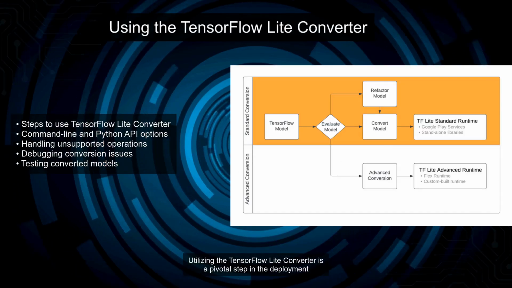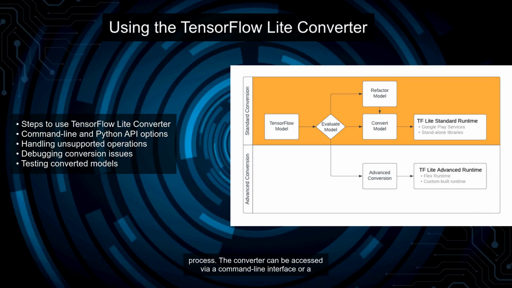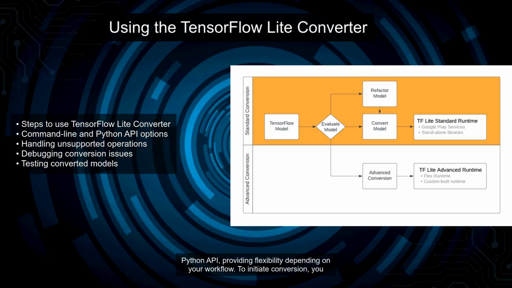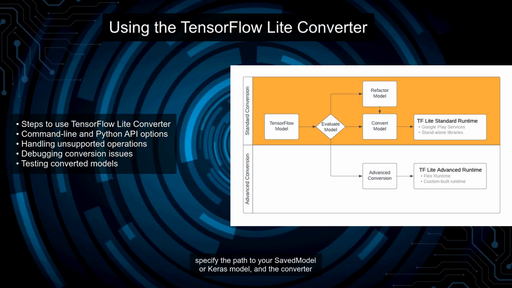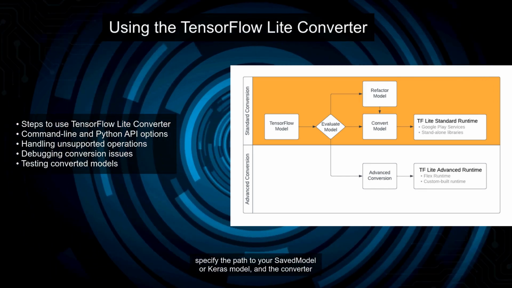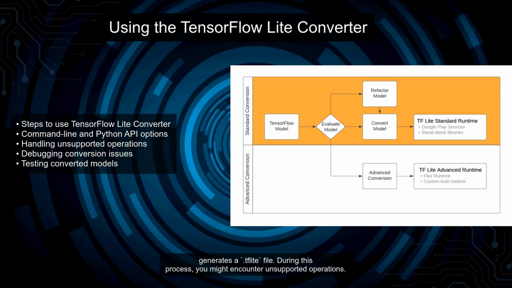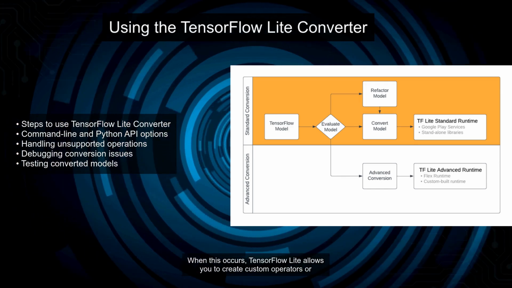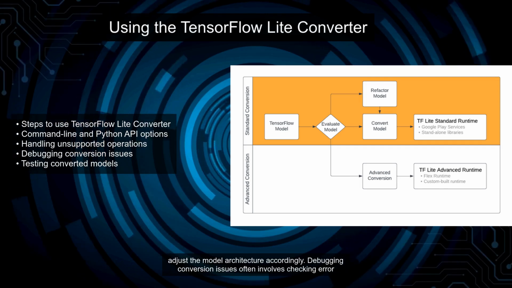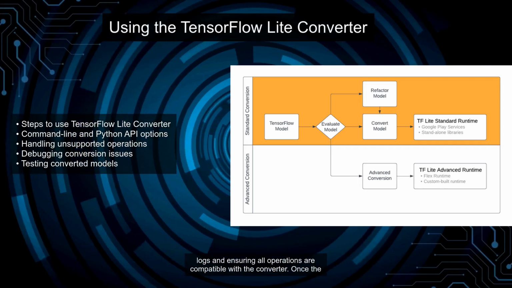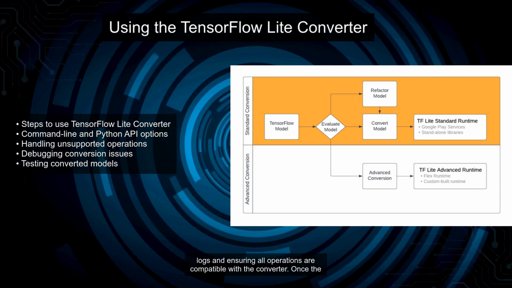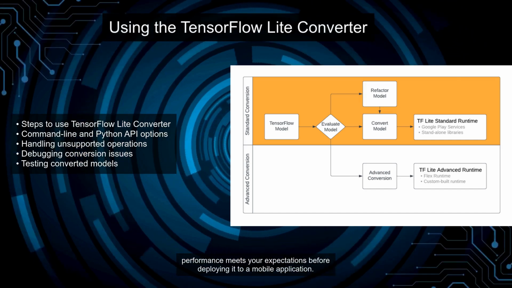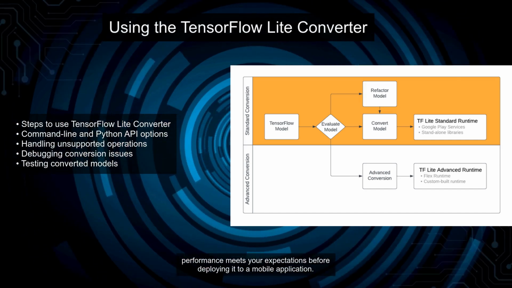Utilizing the TensorFlow Lite Converter is a pivotal step in the deployment process. The converter can be accessed via a command line interface or a Python API, providing flexibility depending on your workflow. To initiate conversion, you specify the path to your saved model or Keras model, and the converter generates a .tflite file. During this process, you might encounter unsupported operations. When this occurs, TensorFlow Lite allows you to create custom operators or adjust the model architecture accordingly. Debugging conversion issues often involves checking error logs and ensuring all operations are compatible with the converter. Once the model is converted, thorough testing is needed to confirm that the model's performance meets your expectations before deploying it to a mobile application.